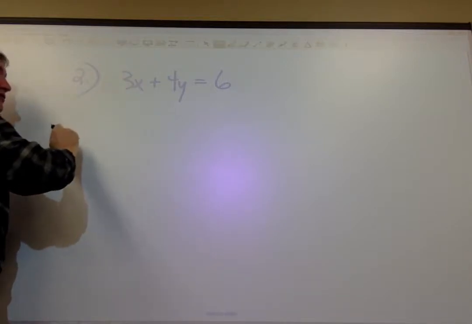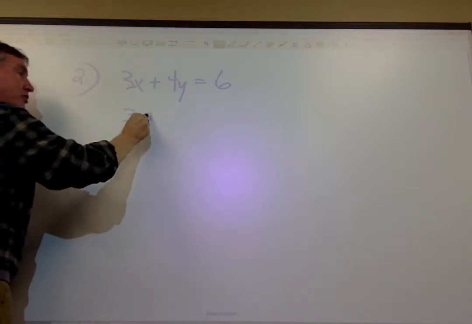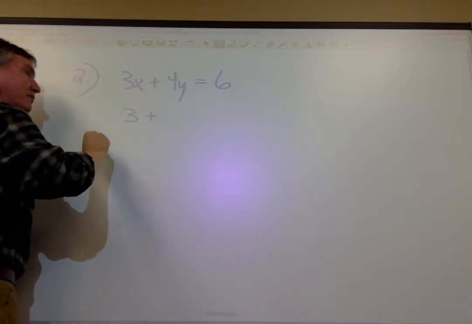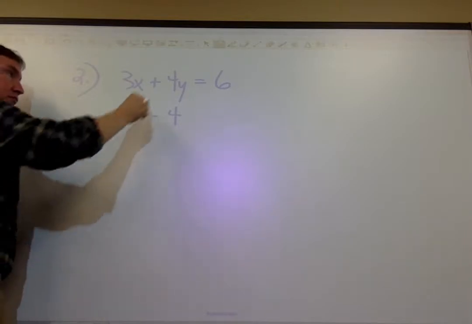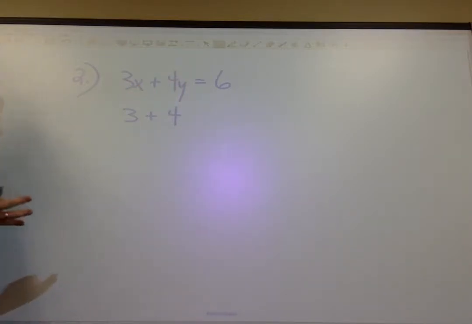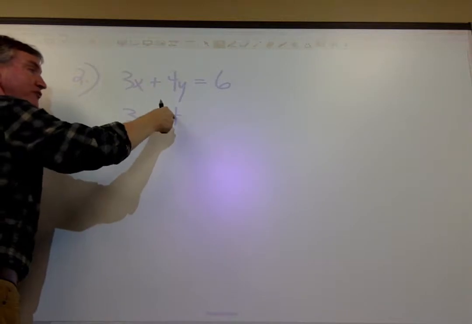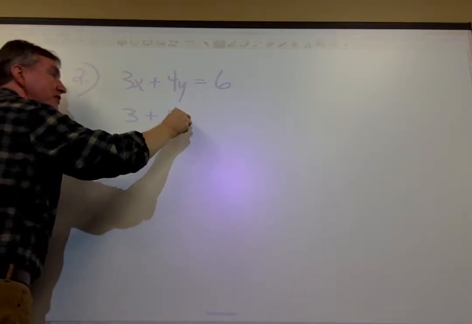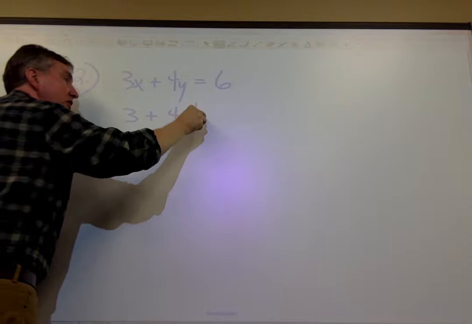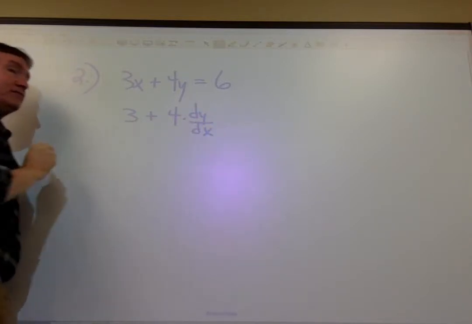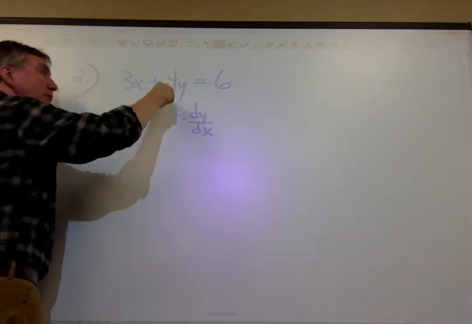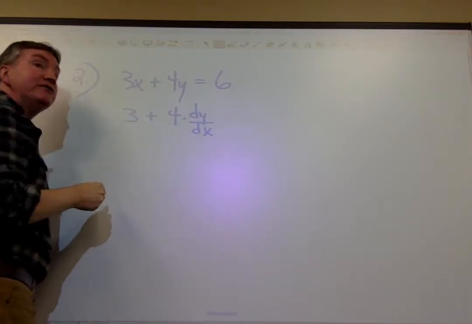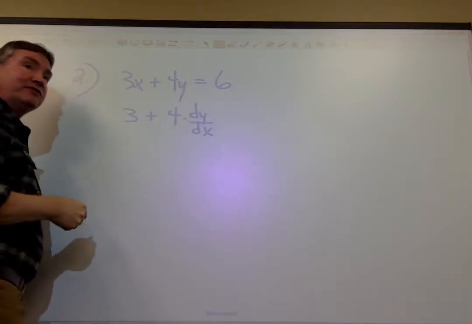What's the derivative of 3x? 3. What's the derivative of 4y? It's 4, right? Same thing as the 3x, it was 3. The derivative of 4y is 4, but since I took a y derivative, I'll tack on dy dx.